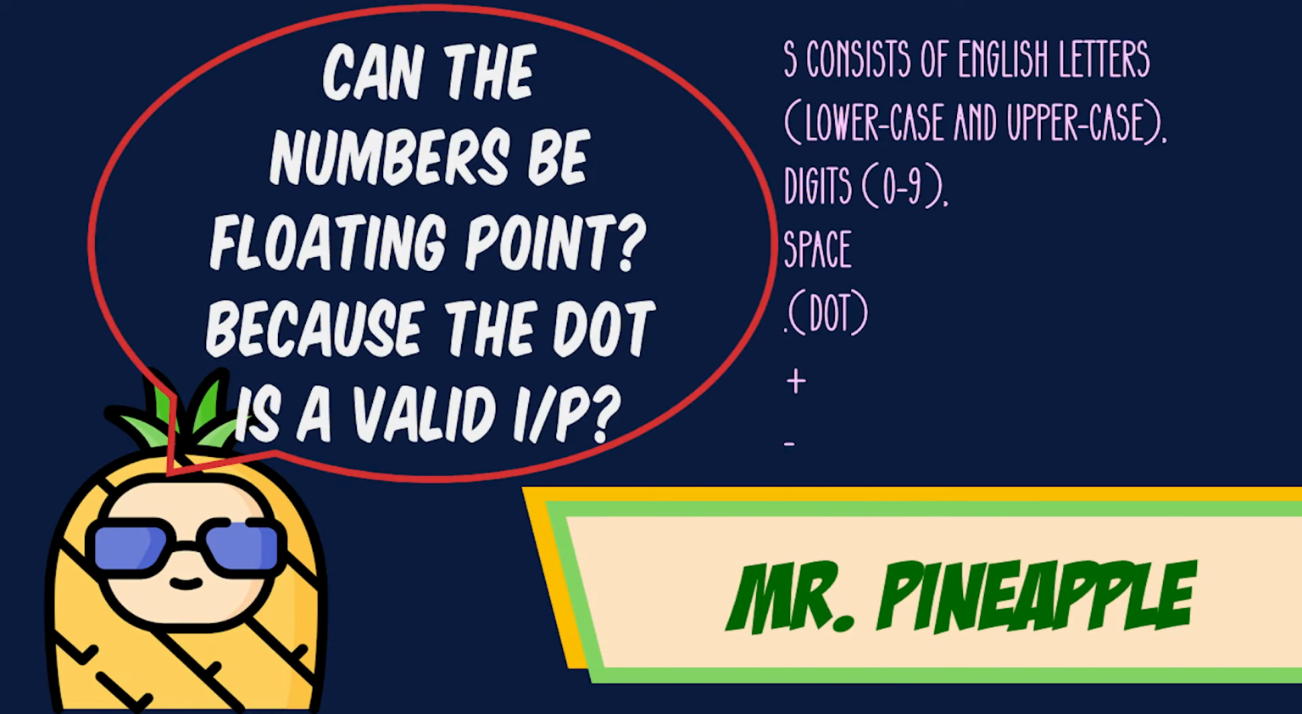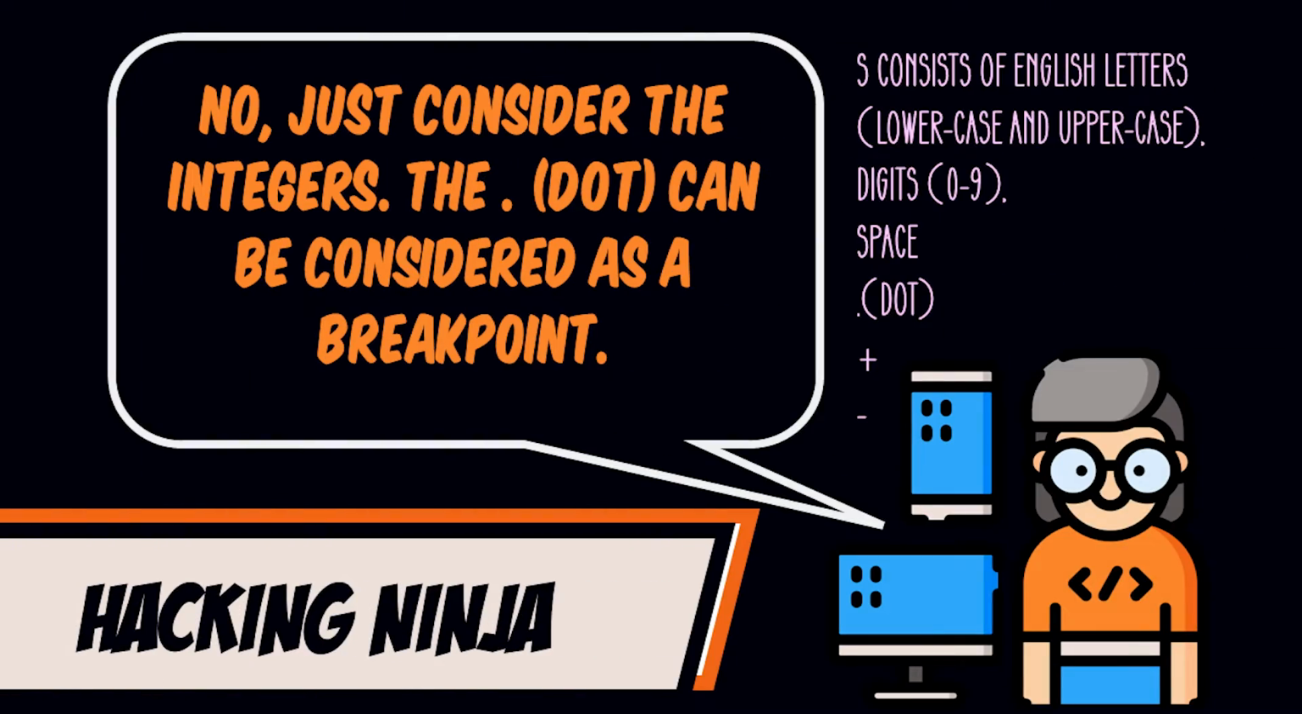There is a possibility of floating point number with the dot given. So how do we handle the float numbers? No, we just consider integers. The dot can be considered again as a breakpoint and can be ignored.